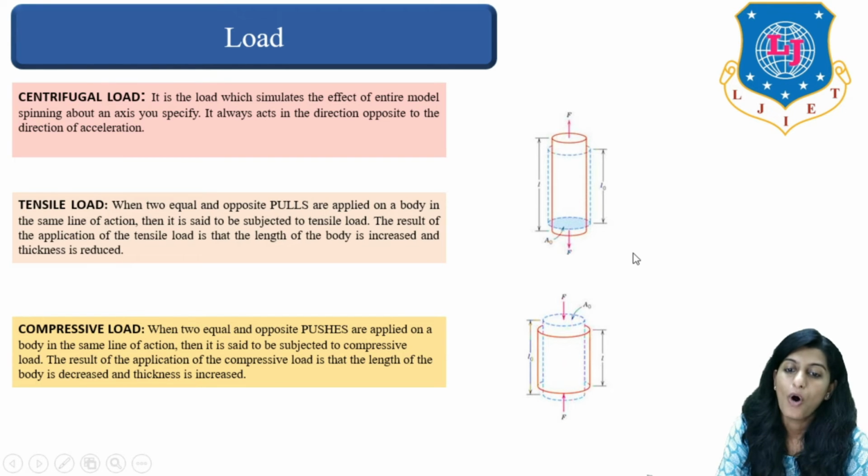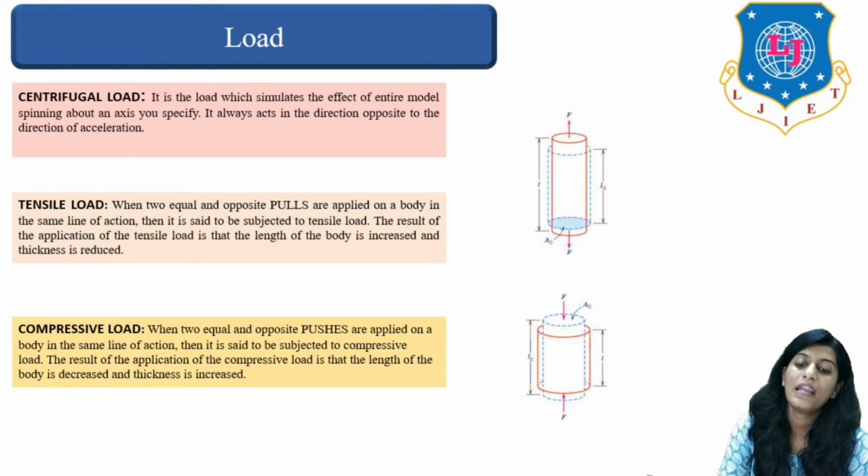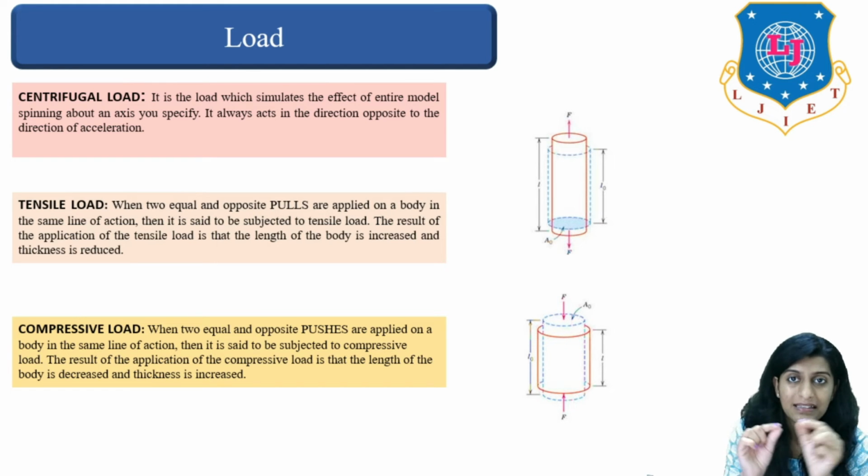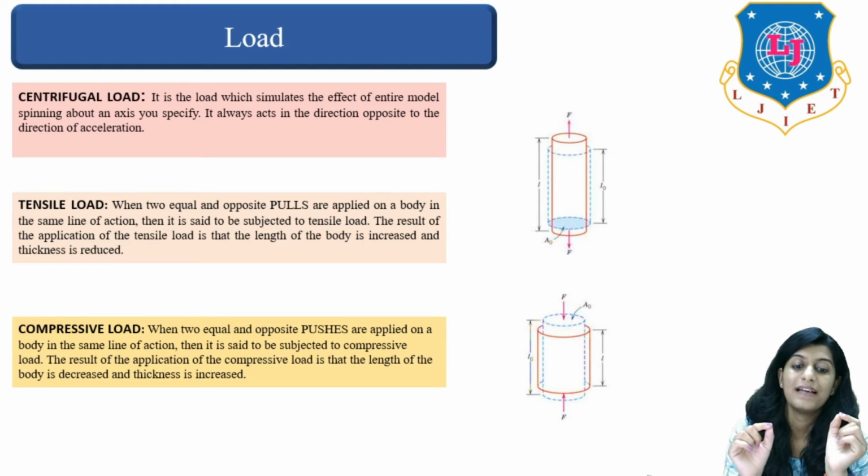So when two equal and opposite pulls are applied on a given body in the same line of action, this is very important. When you apply pull in opposite direction but in the same line of action, then it is said that it is subjected to a tensile load. Then that load is termed as tensile load, right?